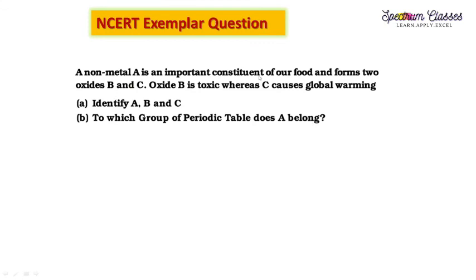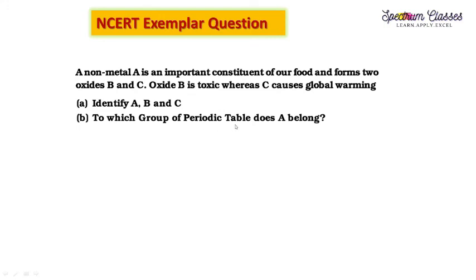So it's an important constituent of our food. It is carbon. What about the two forms of its oxides B and C? B is toxic. So carbon monoxide is toxic in nature. So CO is B and C causes global warming. So C is CO2. A is carbon, B is carbon monoxide, C is carbon dioxide.